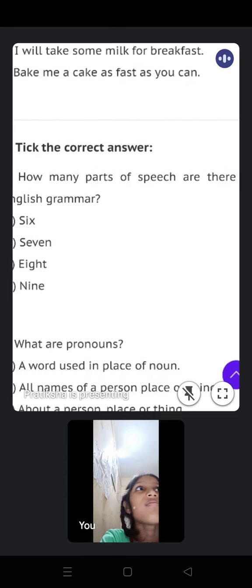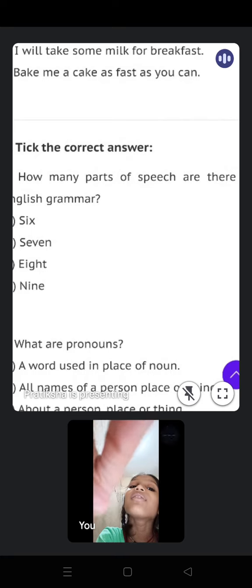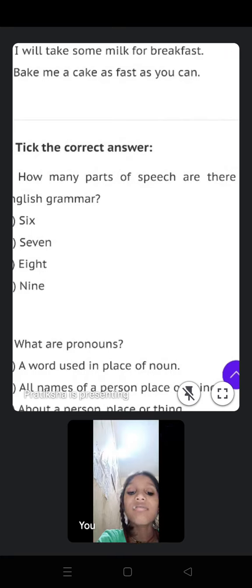Then? Some milk for breakfast. Any more nouns here? Ma'am, no. Milk? Milk is a noun. Milk for breakfast. What is breakfast? It is also a noun, right? Breakfast means food. Food is a noun, right? It's a noun. Okay.